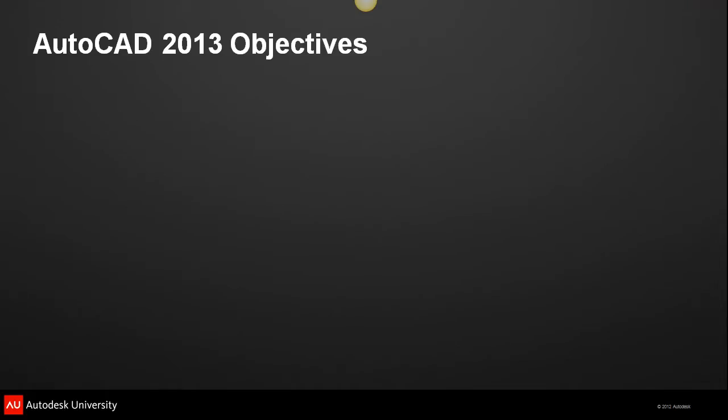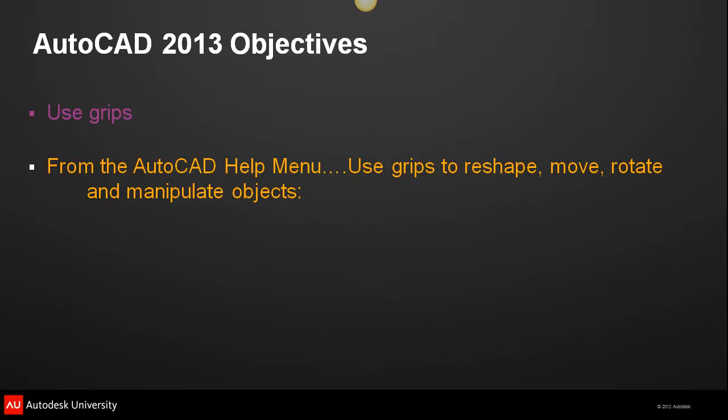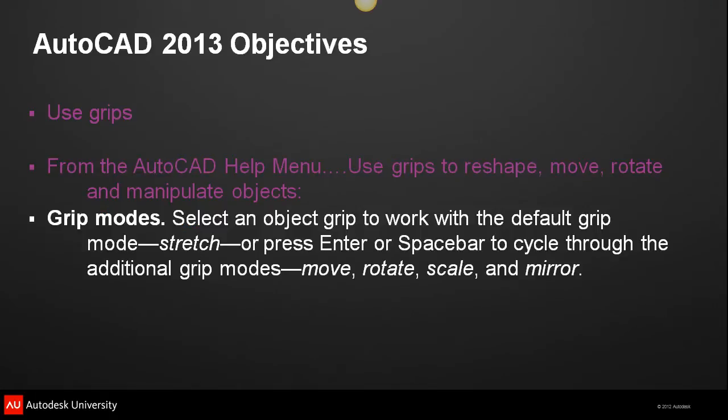Let's take a look at the next AutoCAD 2013 objective, which is to use grips. And grips have been around for a long time. It's probably one of my favorite features in AutoCAD. From the AutoCAD Help menu, it says we use grips to reshape, move, rotate, and manipulate objects. But we need to look at what I call the two different types of grips. There's the old school grip modes that have been around for a long time, where we can stretch and move and rotate, scale and mirror.